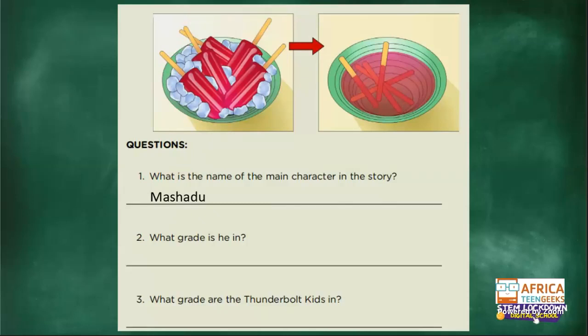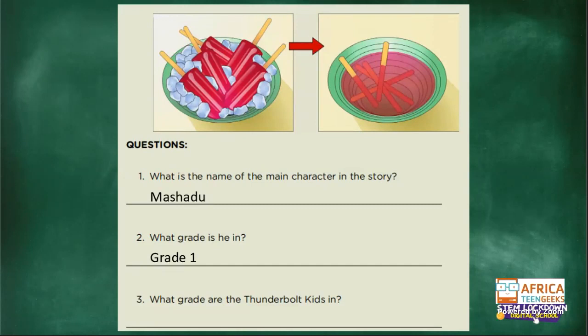And what grade is Machado in? Oh, I have a lot of different numbers. Grade 3, grade 1, grade 4, grade 1, grade 4. And the answer is, he is in grade 1. Now remember, the others are in a different grade. That's why they knew about ice lollies that could melt, but he was too small, he didn't know yet.